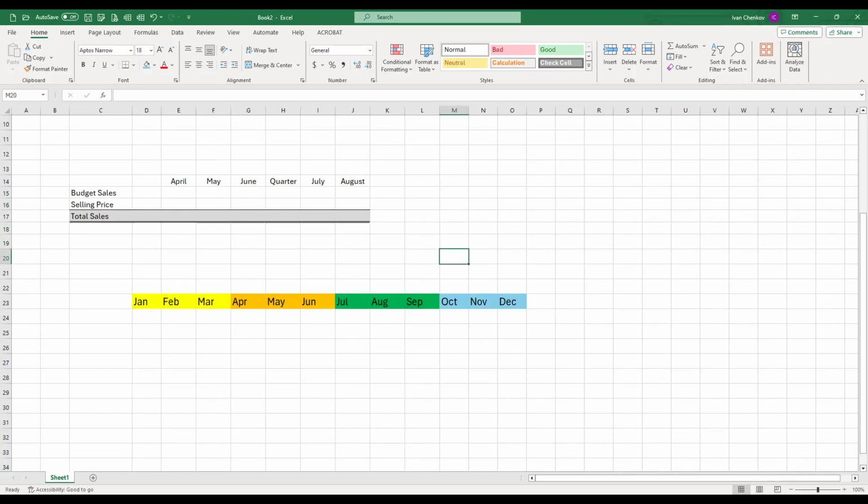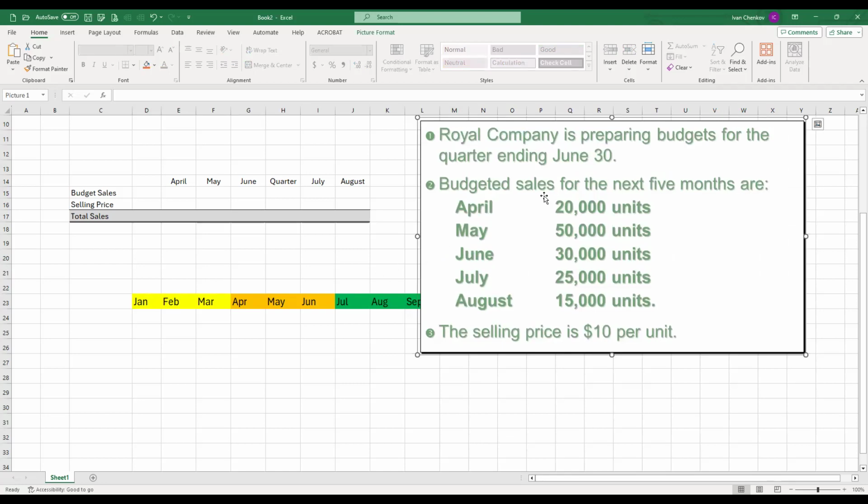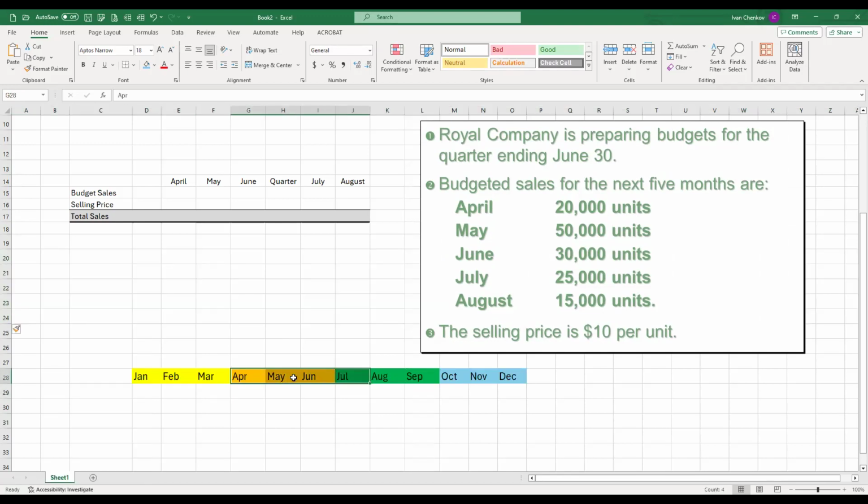So let's see what the question asks us. I'm going to copy the question and put it here in the Excel spreadsheet. This company is preparing a budget for the quarter ending in June. So which quarter will that be? The first, second, third, or fourth quarter? Obviously, that will be the second quarter, April to June. The quarter starts on April 1st and ends on June 30th, correct? That's the starting point and ending point.